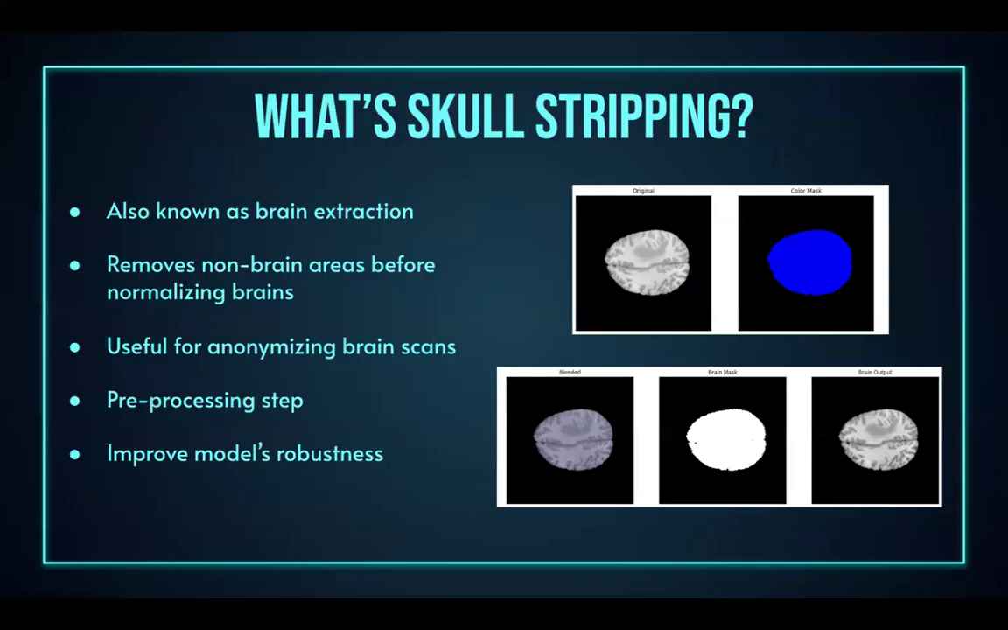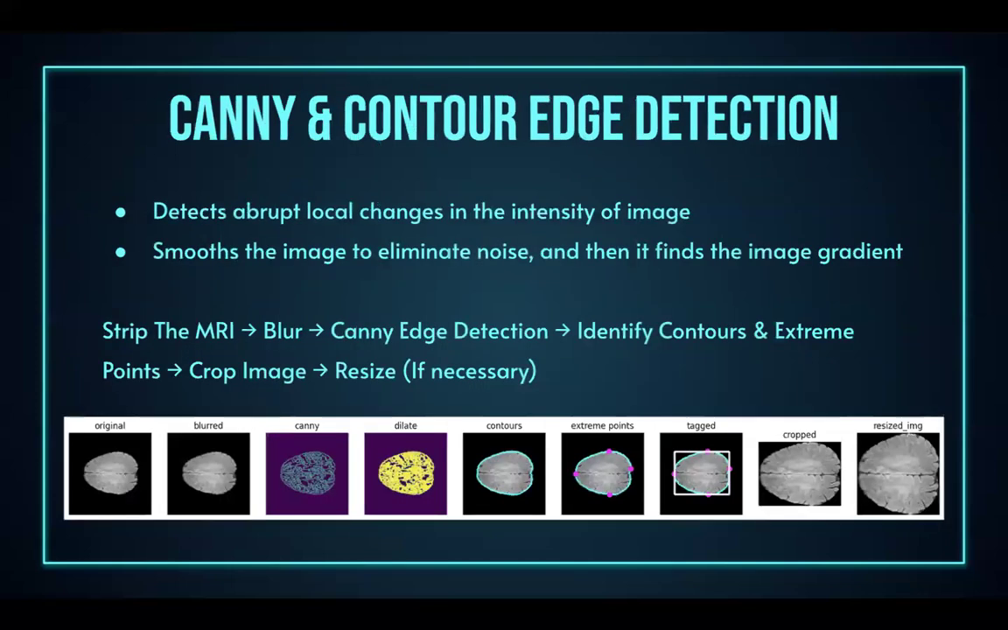Another pre-processing step that we did was the skull stripping that we previously mentioned. It basically removes the redundant parts around the brain, leaving only the pixels that contain the image for the brain, and it's useful for improving the model robustness. Moving on, we've also done the contour edge detection, so that we were able to crop and resize the image for a better quality image.